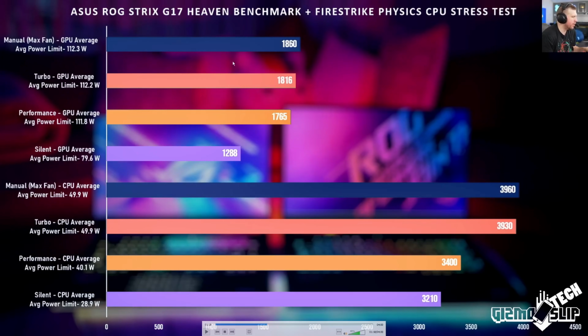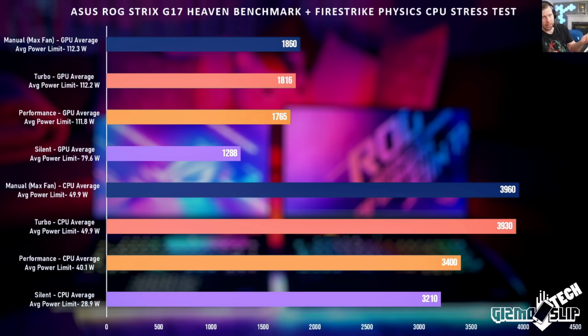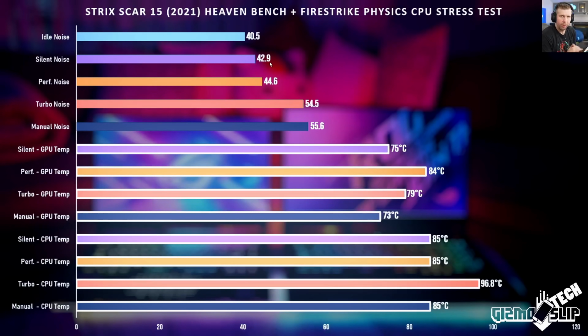So you can see that we're getting some really good performance out of this machine in all the different modes, but even in silent mode, we're getting a basic level of performance that if you're going to play an older title or a title that's not as graphically demanding, or you only need 60 frames per second, you can run it in silent mode and still get a great performance in a lot of games. It's going to vary a lot from game to game, though. So let's go ahead and move on to the Asus Strix Scar 15.